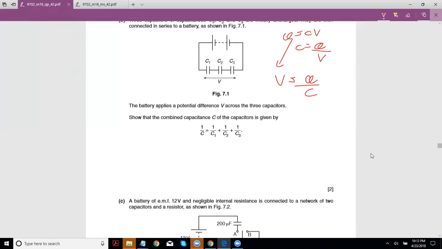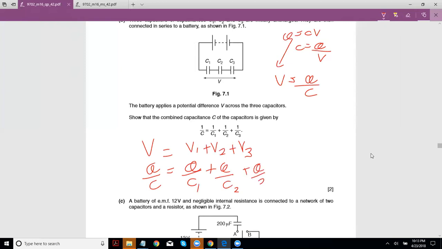So what we can write is V1 plus V2 plus V3, which is a potential difference across 1, 2, and 3, should give you overall V, and then you can simply substitute this. So this is Q upon C1 plus Q upon C2 plus Q upon C3, sorry, and आप Q को common ले लो, cancel कर लो, and you're done.